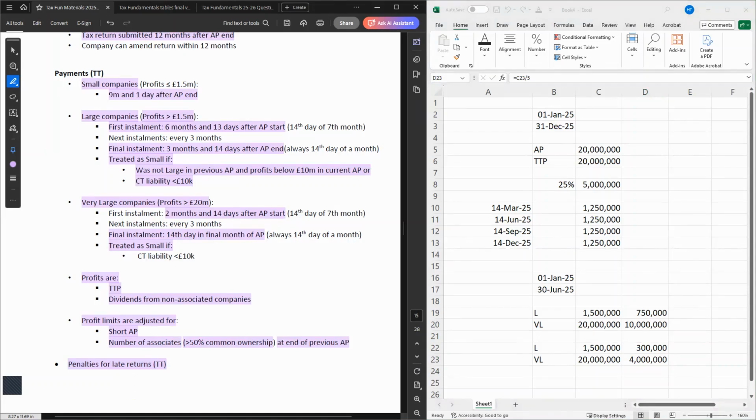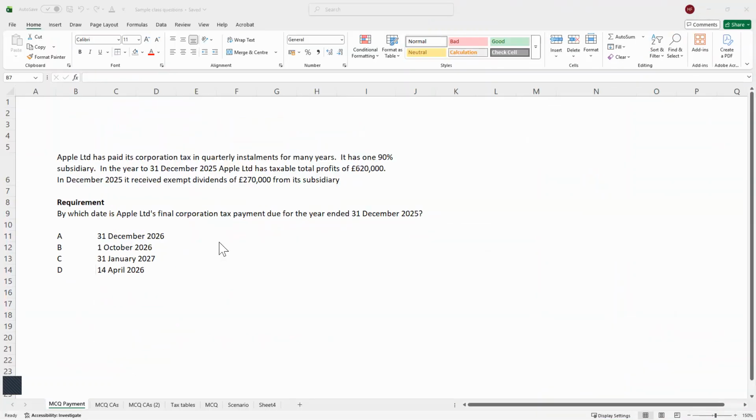We'll now look at some multiple choice questions. By which date is Apple Limited's final corporation tax payment due for the year ended 31st December 2025? Apple Limited has paid its corporation tax in quarterly instalments for many years. It has one 90% subsidiary. In the year to 31st of December 2025, Apple Limited has taxable profits of £620,000. In December 2025, it received exempt dividends of £270,000 from its subsidiary.